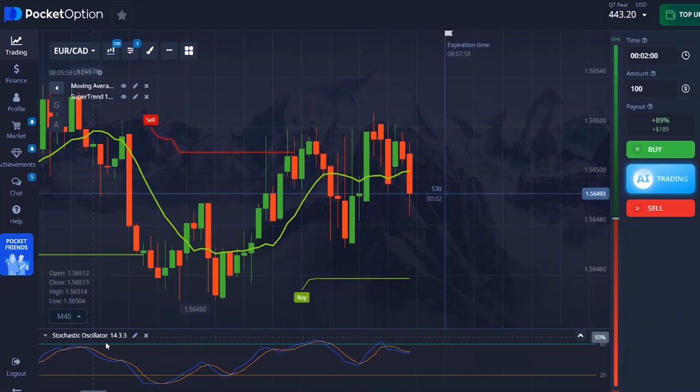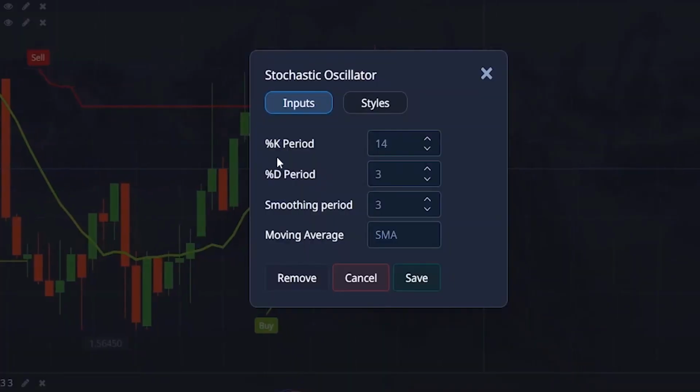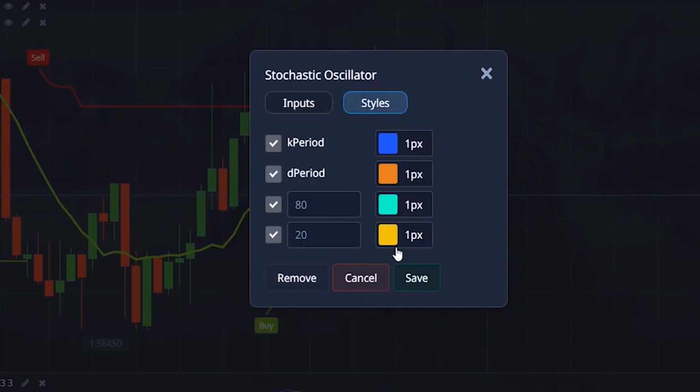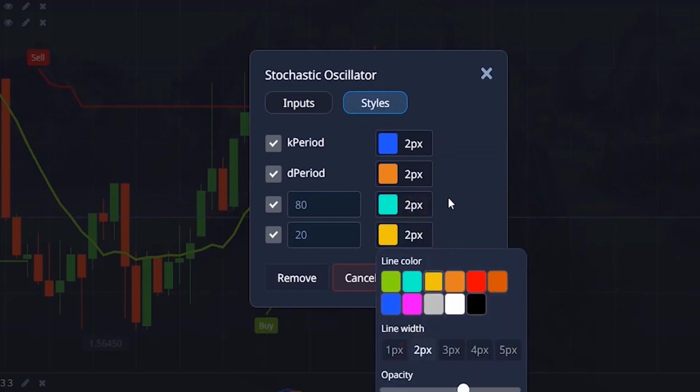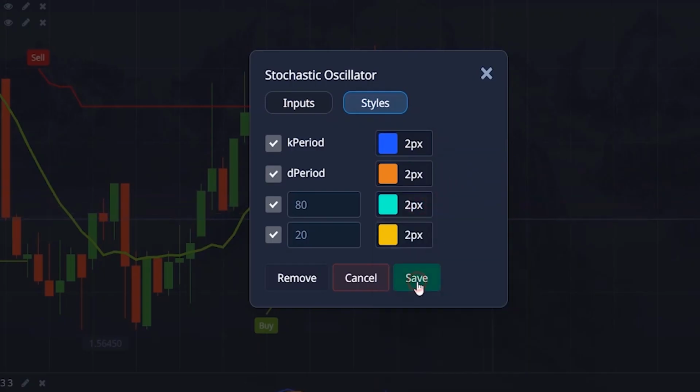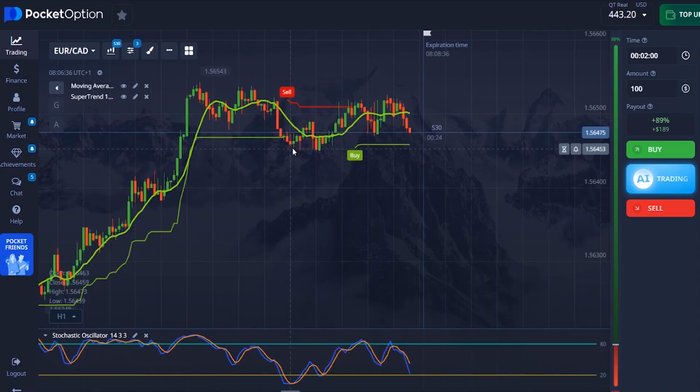With our Stochastic Oscillator, it comes with the settings of the K period of 14, the D period as 3, while the smoothing period is 3. For the moving average, we're going to be using SMA. Then right here on the style level, we're going to be using these colors at this particular point. I'm going to be turning them to 2 pixels each. Do ensure you do that. Then once you're done, just click on save. So these are all the indicator settings.